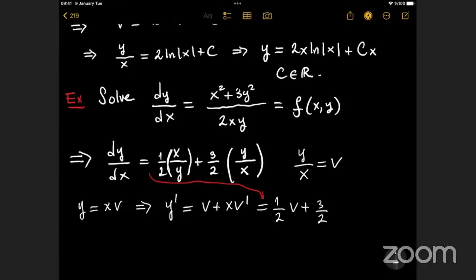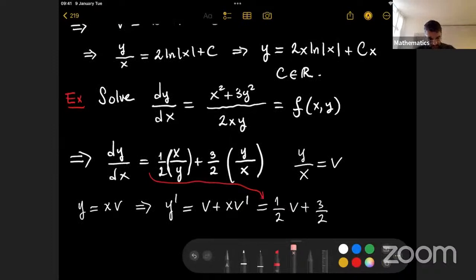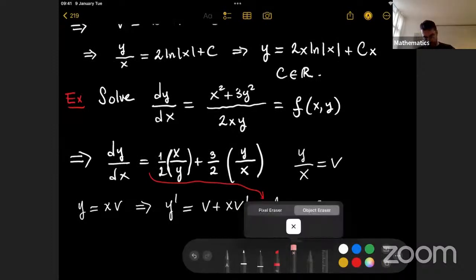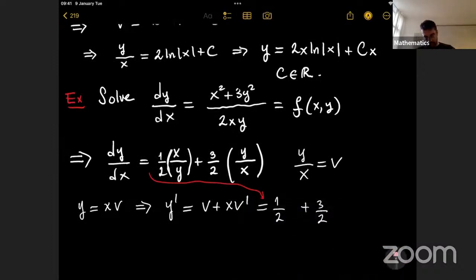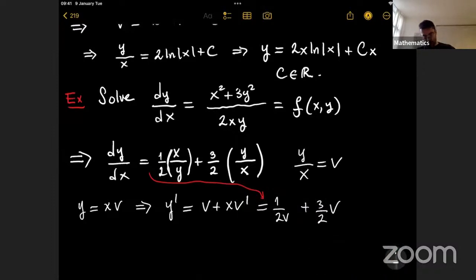So there is something wrong here, right? 1 over 2v, isn't it supposed to be 1 over 2, 1 over v? Yeah, right. 1 over 2, 1 over v, right here. Yeah, thanks. Here and this, right? Okay. 3 half y over x. We have x over y is 1 over v, okay? So we get that.